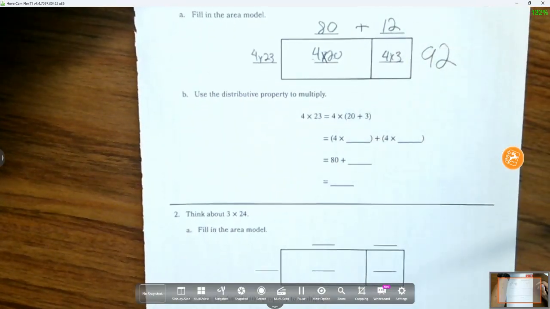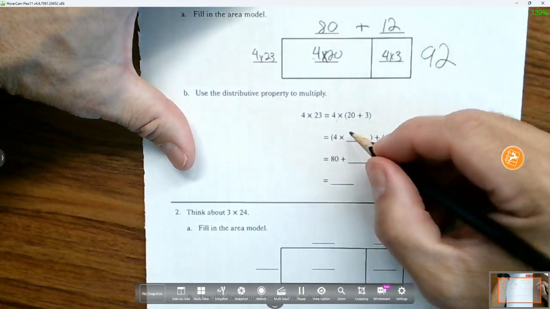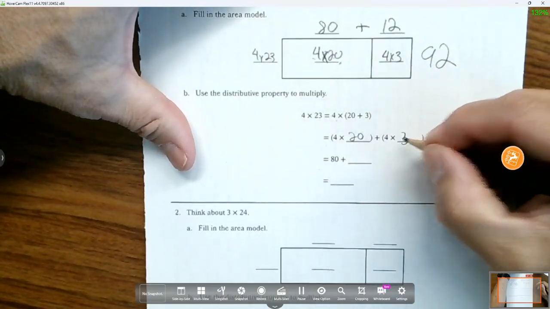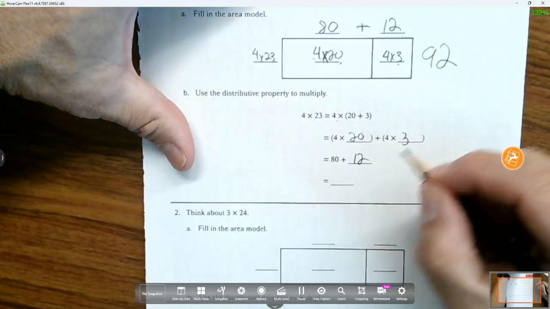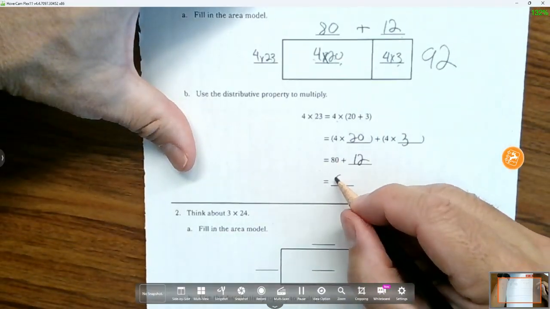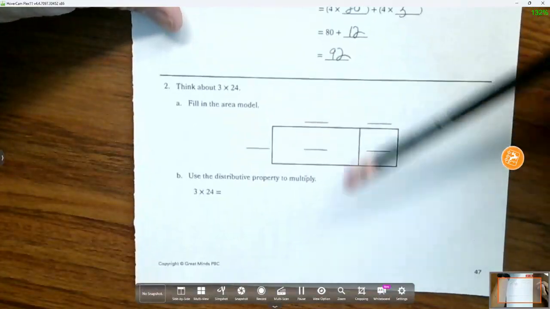Down here, we're kind of showing it the same way, the distributive property. So we have 4 times 20, just like right here. 4 times 3, just like right here. We know that's 12, just like right here. And then we're still going to get 92. Okay, do the same thing down here for this one.